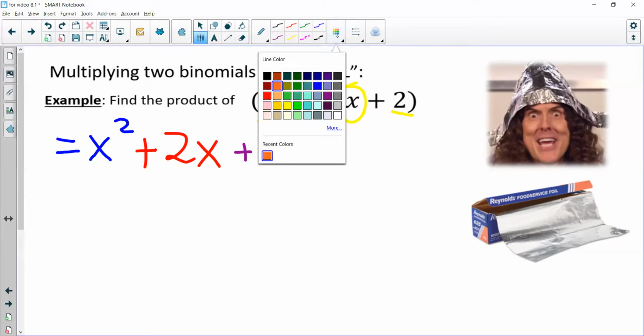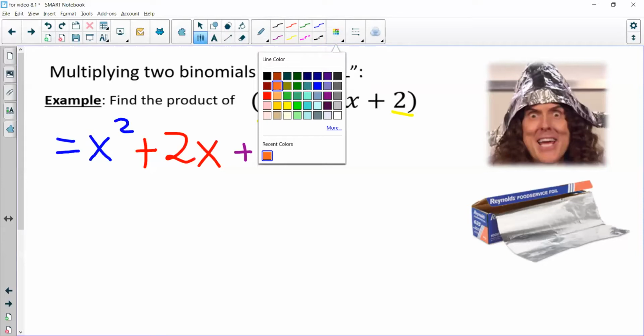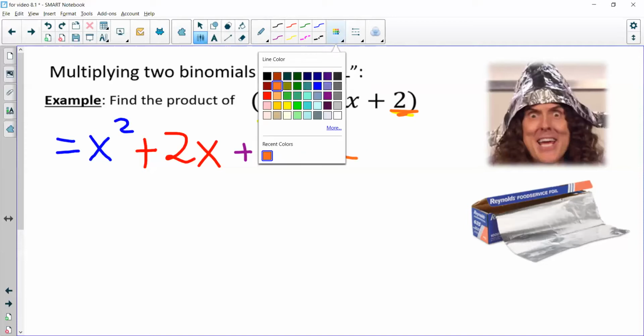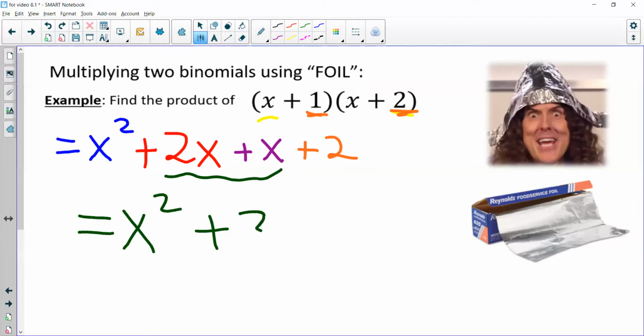Finally, I will do the L in FOIL, which is last. Last refers to the last terms, or last times last, which would be 1 times 2. Well, 1 times 2 is plus 2. Okay, so now we will combine, because the two terms in the middle I can combine together, and I get x squared plus 3x plus 2. And that is my answer.